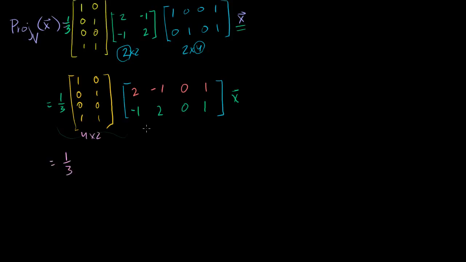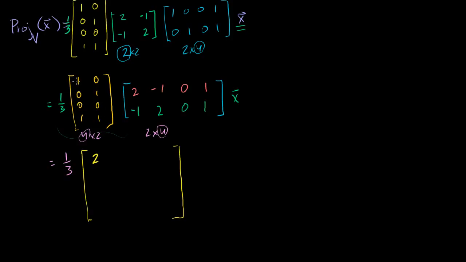Because this is a 4 by 2 times a 2 by 4, I'm going to end up with a 4 by 4 matrix. So let me give myself some breathing room here because I'm going to generate a 4 by 4 matrix right there. And so what am I going to get? So this first entry is going to be 1 times 2 plus 0 times minus 1. So it's just going to be equal to 2.